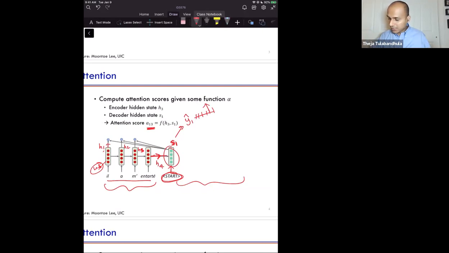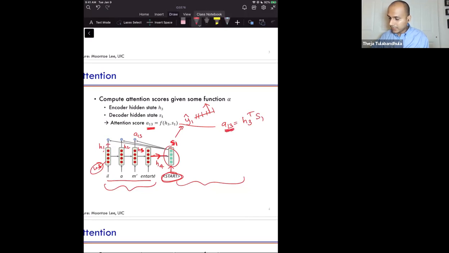So every time you produce, let's say in this case, a first decoding hidden output S1, you just use S1 and H3 to produce A13. Okay, so how are you going to do this? This is what I was explaining towards the end. A13, for example, the 1 represents the first decoding output, 3 represents the third hidden output on the encoder side, is equal to, for example, could be just as simple as H3 transpose S1. So these are just numbers that you can compute.